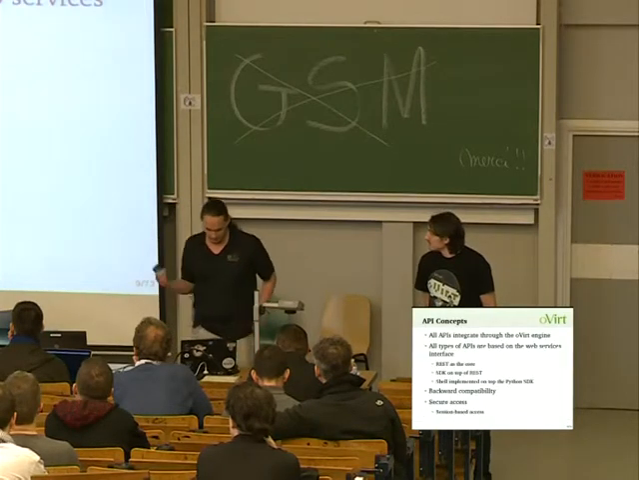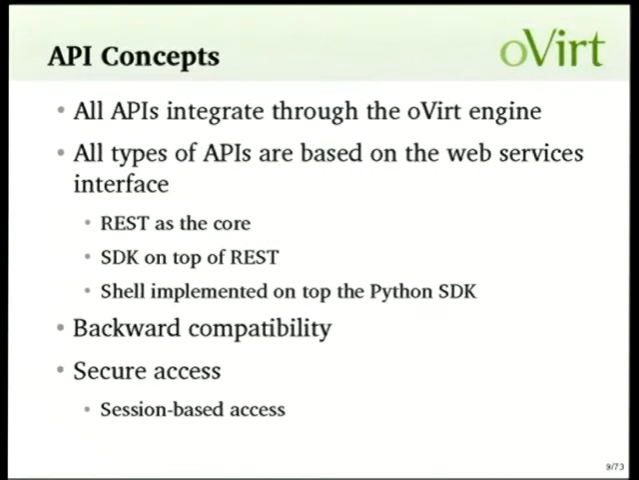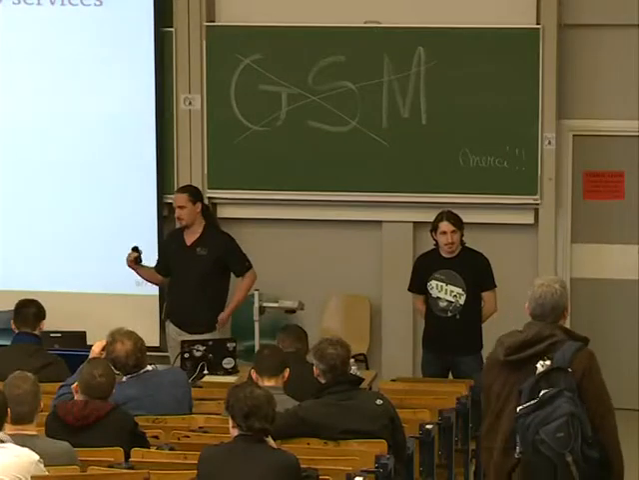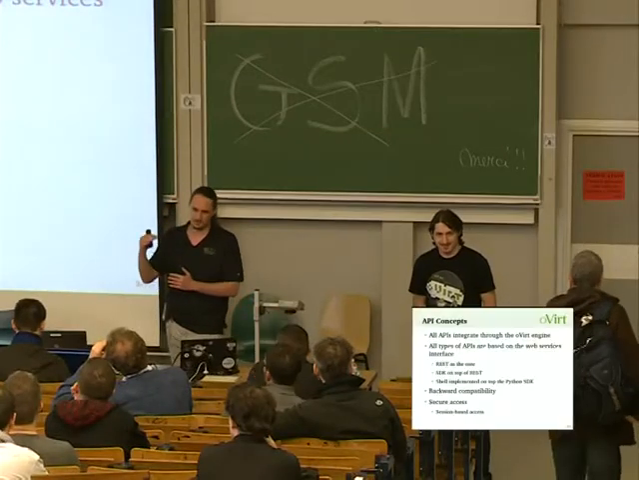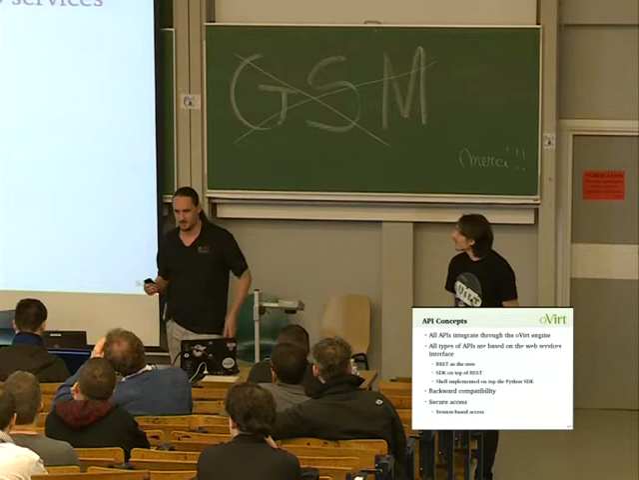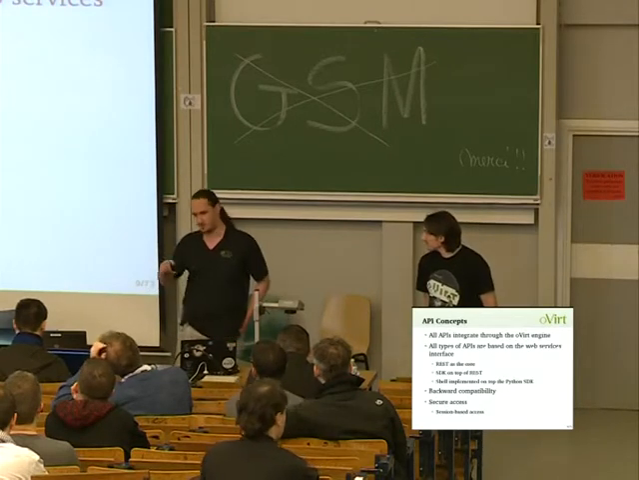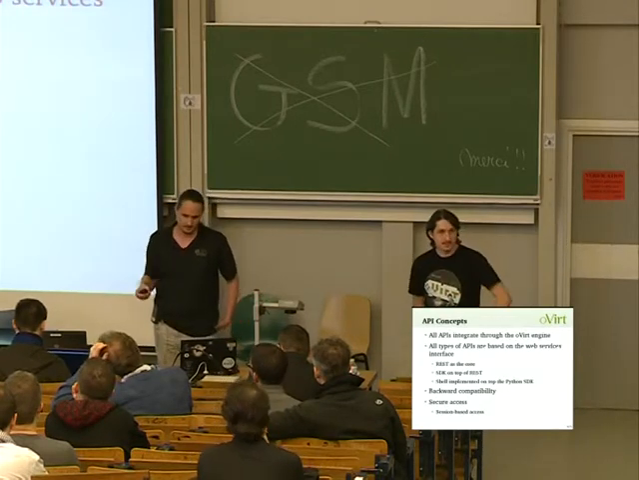So we'll be talking about the API concept. So basically, all APIs go through the oVirt engine, which is the main component, which controls everything. And all the APIs are built in layers. So REST API is at the bottom. Then on top of it, we have the SDKs. And basically, the shell is on top of the Python SDK.